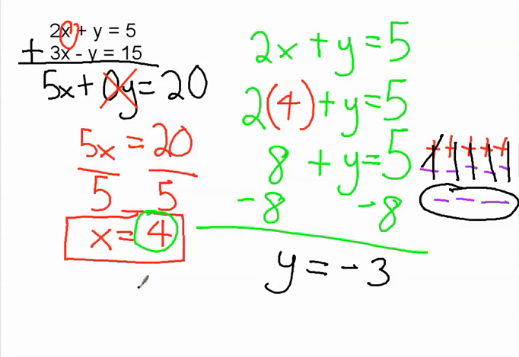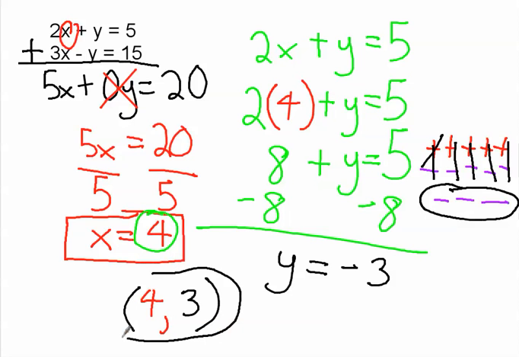And when you have it all figured out, you write the x and the y. The x was 4, so you put the 4 first, and then a comma, and we figured out that the y was negative 3, and so that's the final answer. You write it as a coordinate, 4 and negative 3. And that is how you solve a system of equations by elimination.